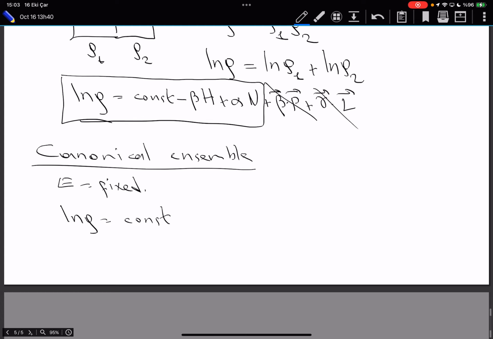Well, what is the density? What's rho? Well, density at a given point will be proportional to, let's say, 1 over omega, the total number of states. Now, what about entropy? Where is entropy here?